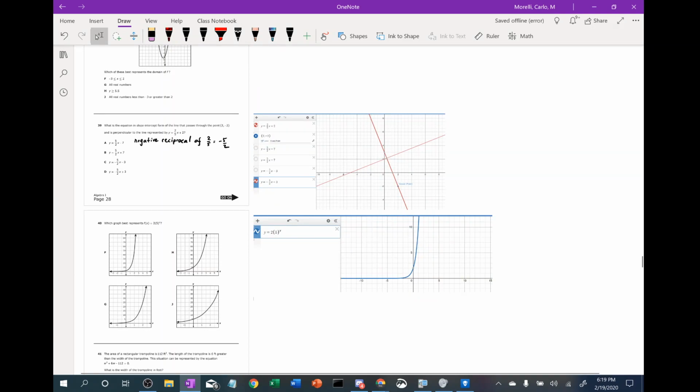Mackenzie, thanks for being here. Are there any problems that you are having when you're looking through your tests that you don't know how to do? Any problem numbers that I can solve?